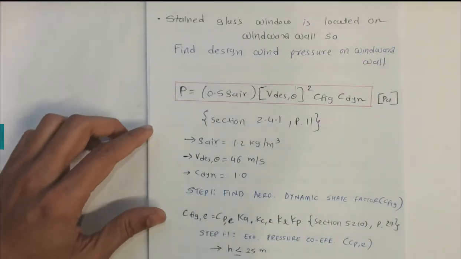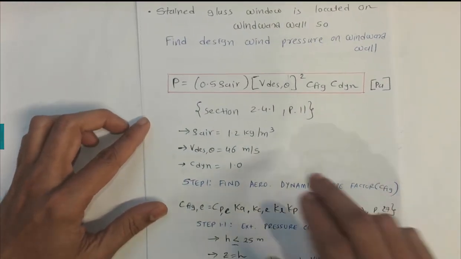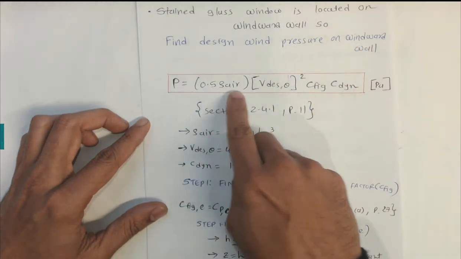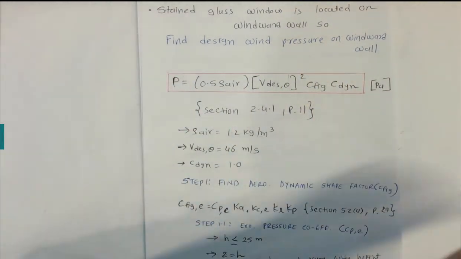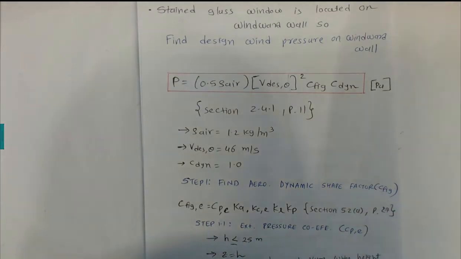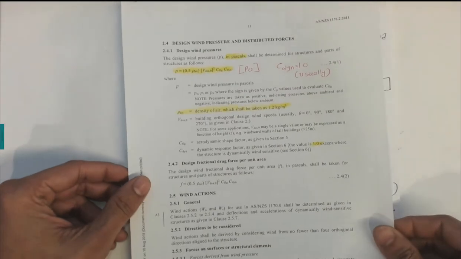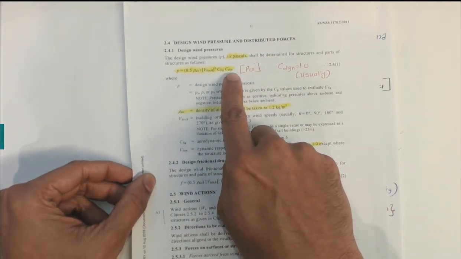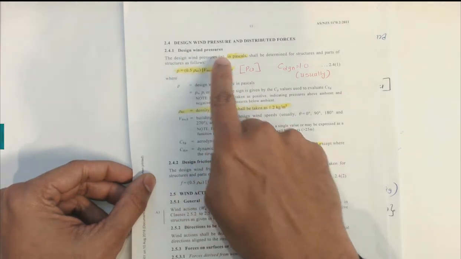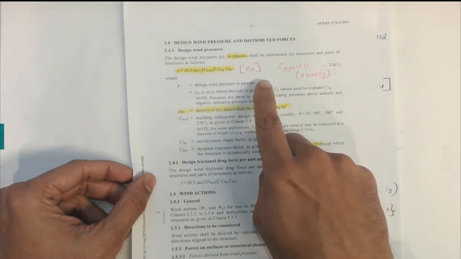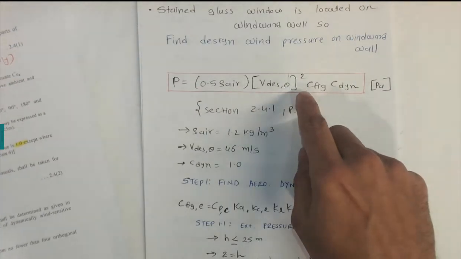Now we have an equation to calculate the design wind pressure on the windward walls. P equals this big equation here. That equation comes from section 2.4.1 on page 11. On page 11, you can see the equation to calculate the design wind pressure, which is in Pascals.